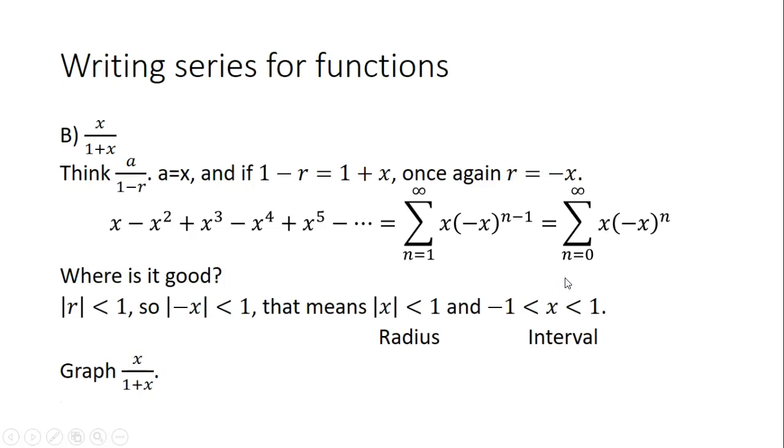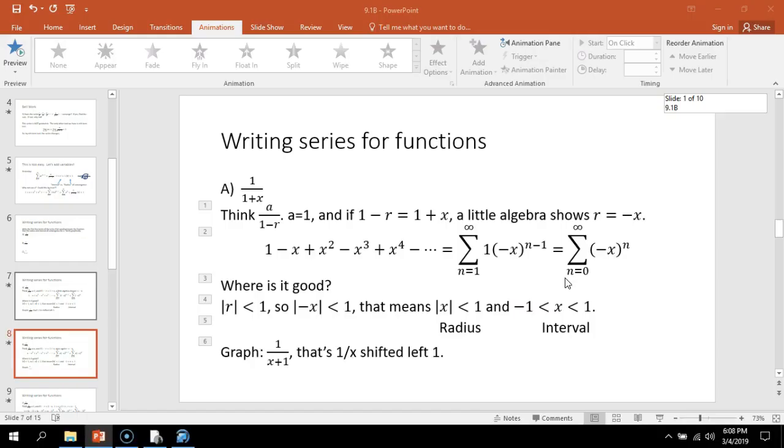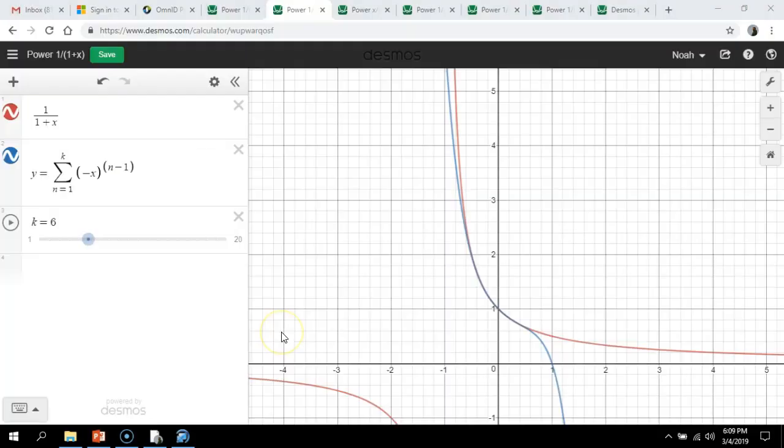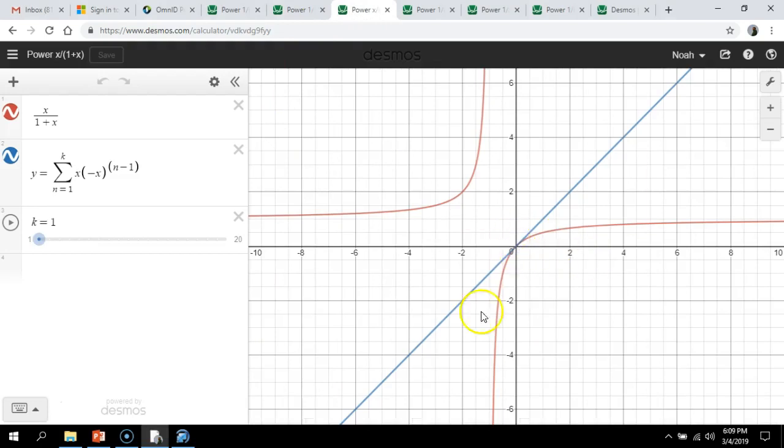So if we graph x over 1 plus x, this one is not like a translation of 1 over x. It actually is, but the algebra is a lot harder, so I'm going to spare you that. So we take a look at the graph. Once again, we start off just having a nice tangent line right at 0. I just have this starting at 1, so we have our first term and then times our r to the power n minus 1 here.